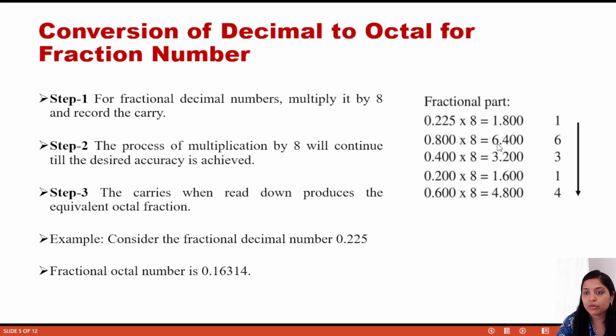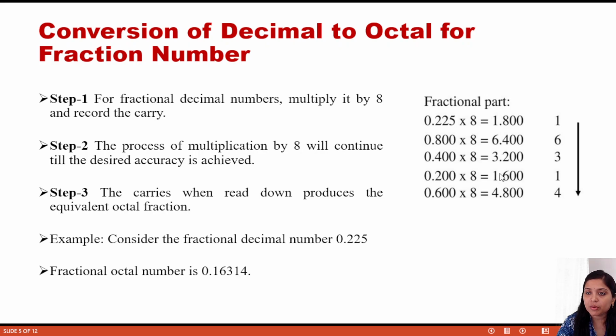Before the point the result is 6, so we will write it here as a carry, and the rest of the part, that means 0.400, we multiply by 8 again. The result will come 3.200. Then the number 3 before the point will go here, and the rest of the part, that means 0.200, we will take for multiplication again. Again the result will come 1.600.